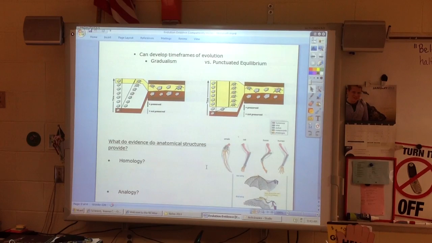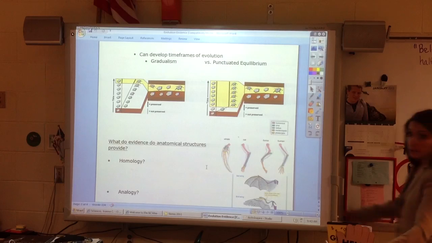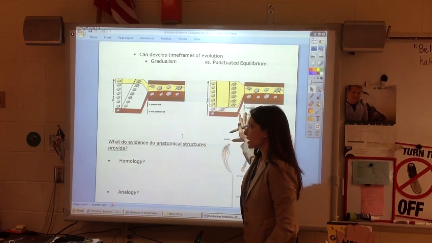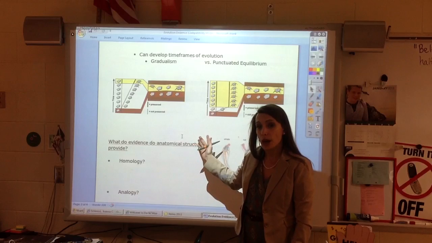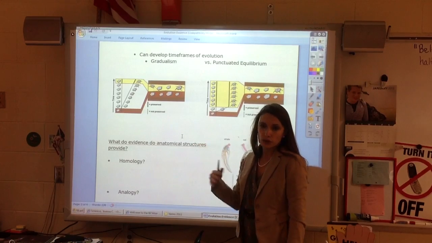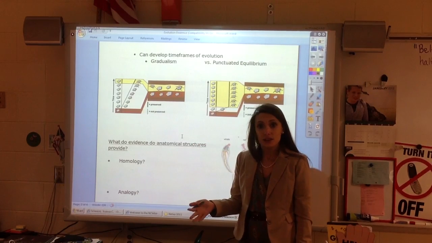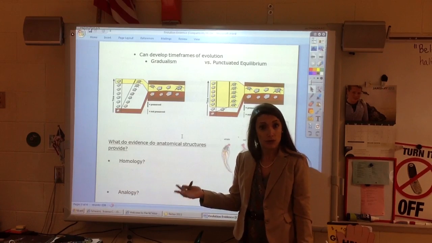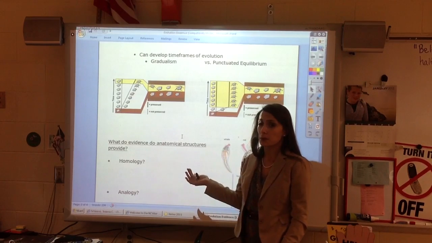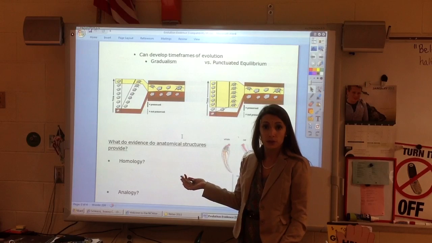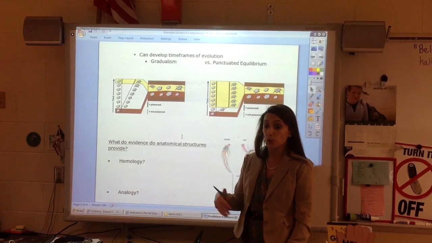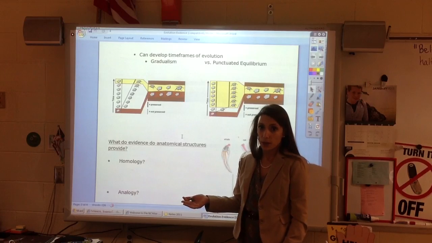Our last video stopped with talking about time frames of evolution and using the fossil record to help understand how we might see different patterns of evolution. So we're trying to look for evidence that evolution has occurred, that organisms might be related. If we have a hypothesis that two organisms are related, what sort of evidence can we gather that would either support or refute that hypothesis?